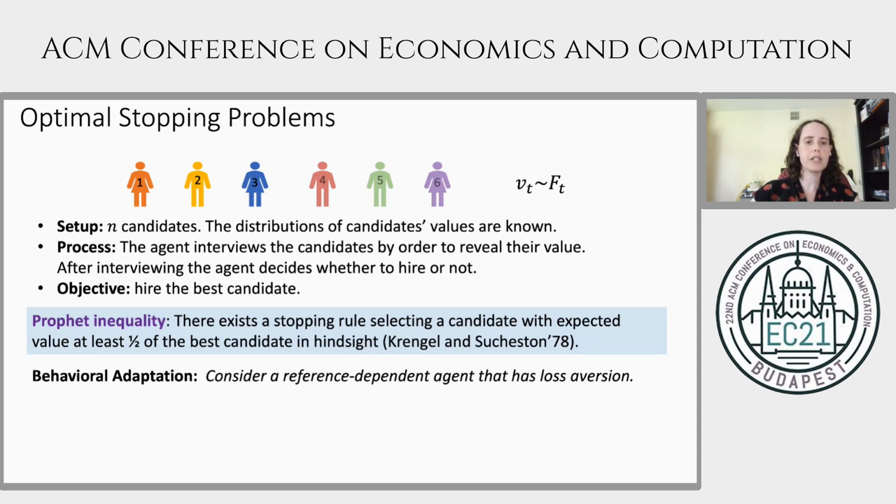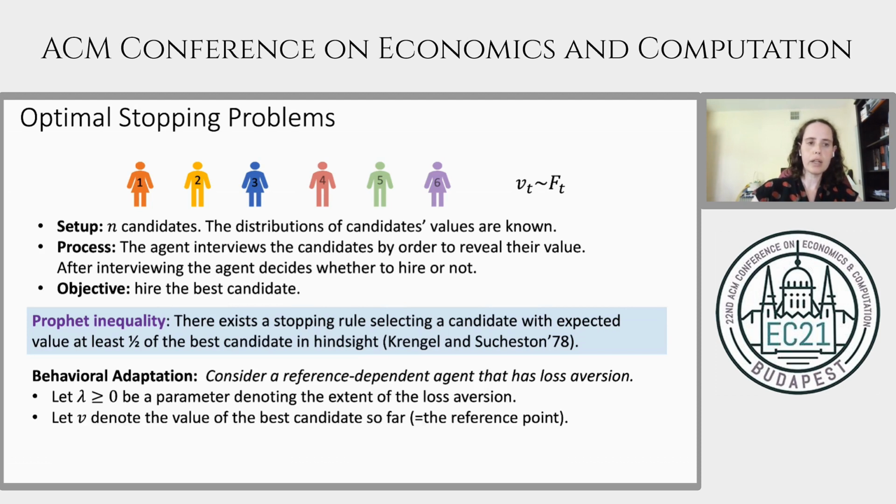So we consider a reference-dependent agent that has loss aversion. We model this agent first by a parameter lambda, which is greater than 0, and this is a parameter denoting the extent of the loss aversion. Lambda equals 0 is an unbiased agent, and the larger lambda is, the higher the extent of loss aversion. The changing reference point is going to be the value of the best candidate that was interviewed so far. We are going to update this reference point as the agent interviews more and more candidates. Let's denote this value by V.